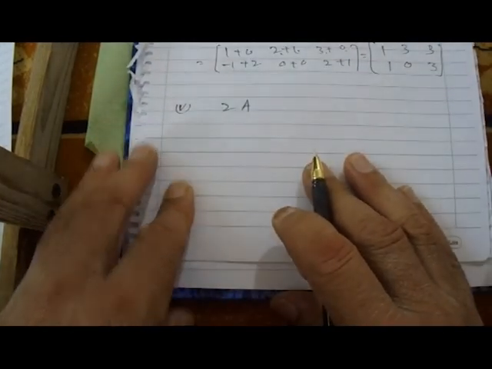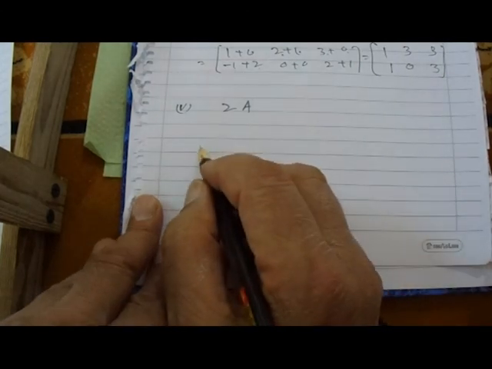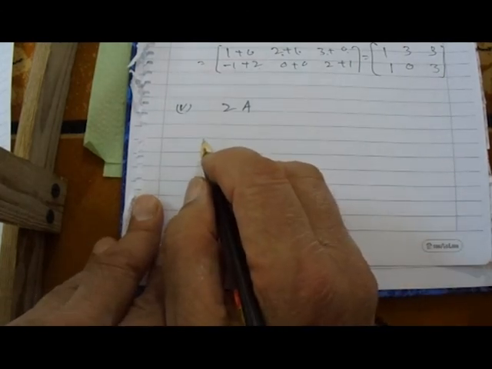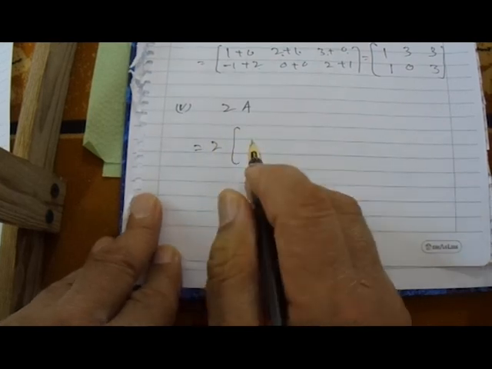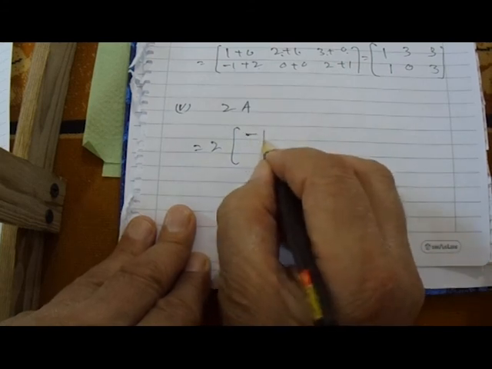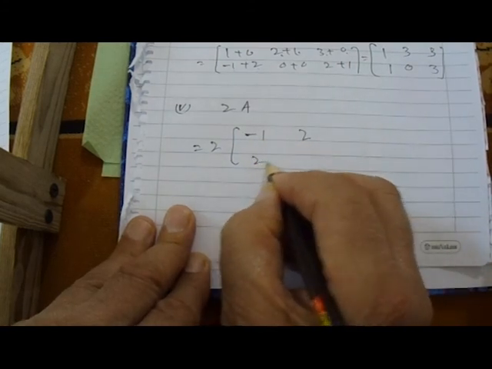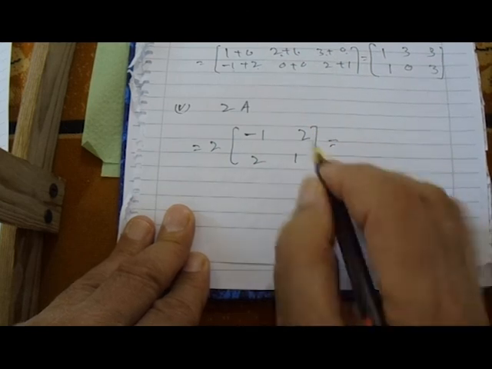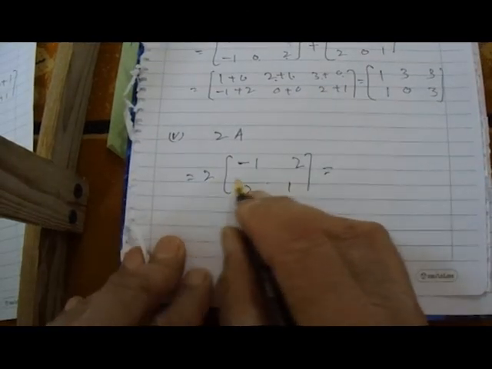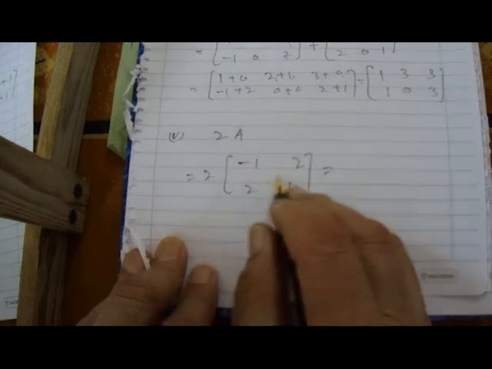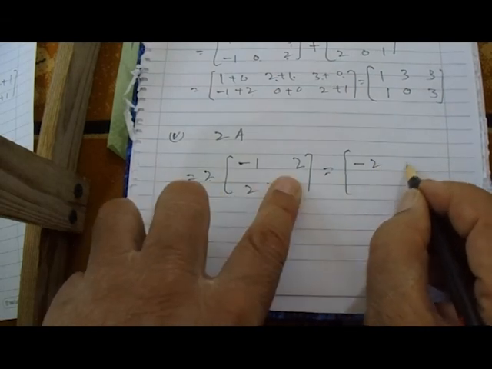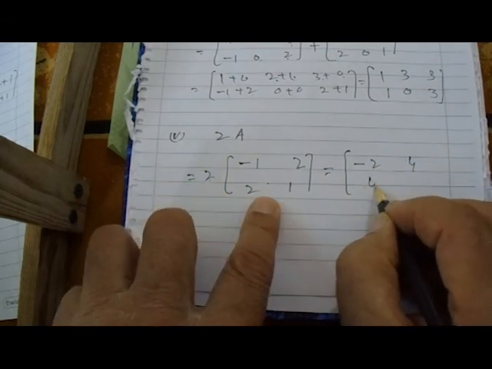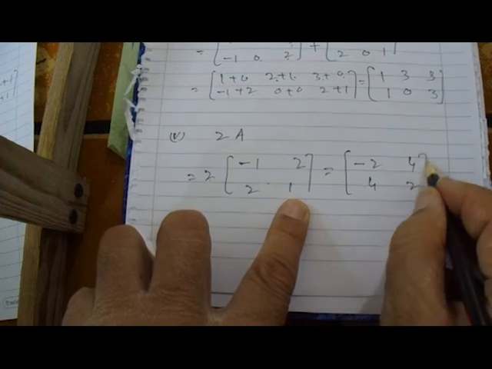Now again we find 2A. 2A means we have the given A matrix. We write here 2 and multiply by A matrix. So now A matrix is given, minus 1, 2, and 2, 1. This is our matrix, and we multiply this matrix by 2. It means 2 will multiply every element of the matrix. It means 2 multiply minus 1 is minus 2, 2 2s are 4, and 2 2s are 4 again, and 2 multiply 1 is 2. Now this is the multiplication of 2 with A matrix.